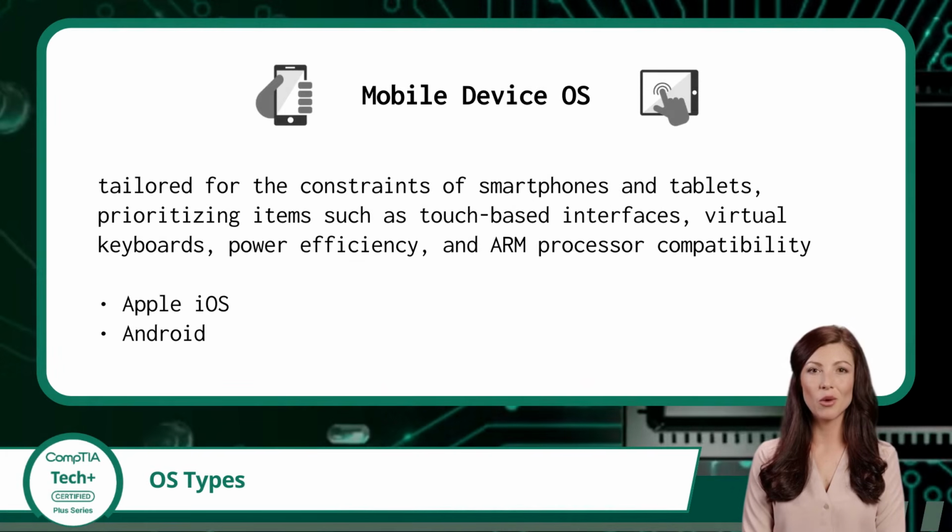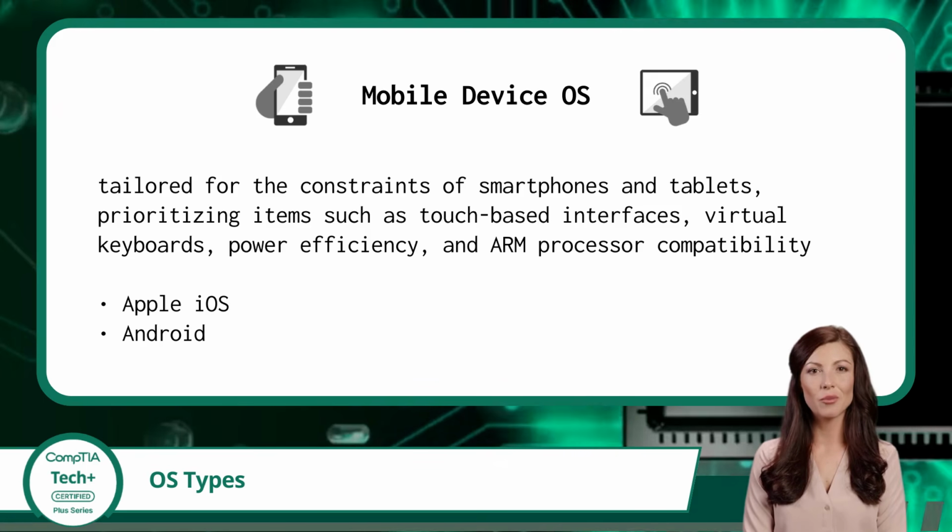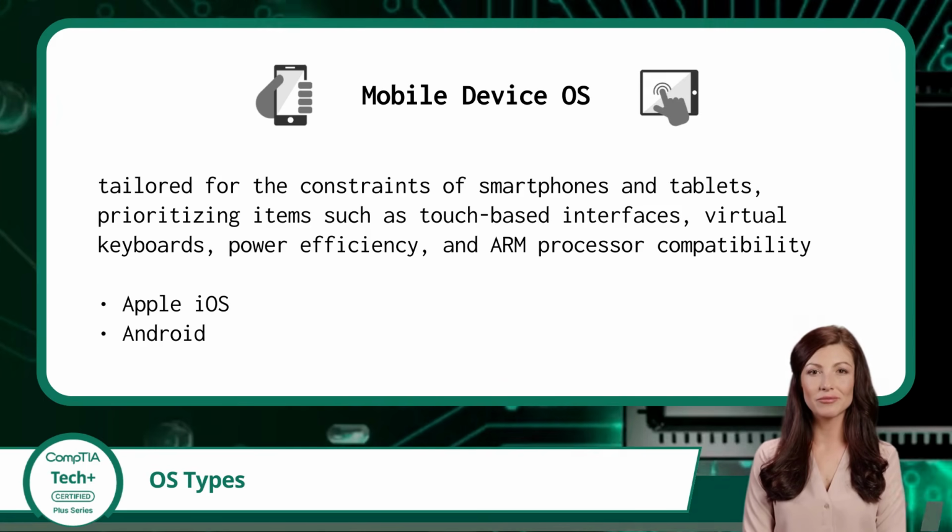Moving on, we have mobile device OSs. Mobile device operating systems are fairly different than workstations and servers, as these OSs must be tailored for the constraints of smartphones and tablets, prioritizing items such as touch-based interfaces, virtual keyboards, power efficiency, and ARM processor compatibility. Currently, the mobile device market is dominated by two main OS options. They are Apple iOS and Android.